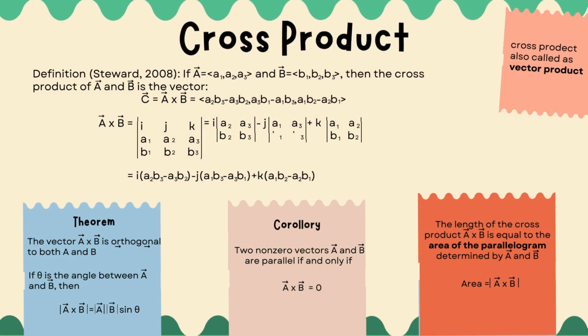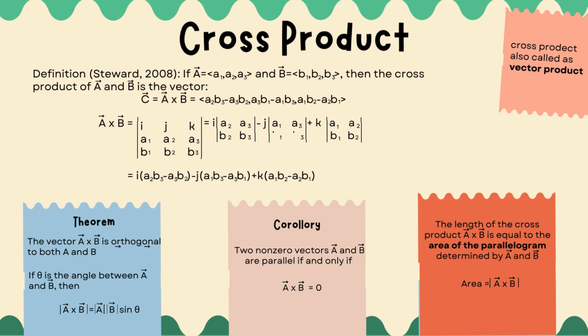The cross product will also be called the vector product. For the definition, if A equal to A1, A2 and A3 and B equal to B1, B2 and B3, then the cross product of A and B is the vector C equal to A times B equal to A2 times B3 minus A3 times B2, A3 times B1 minus A1 times B3, and A1 times B2 minus A2 times B1.